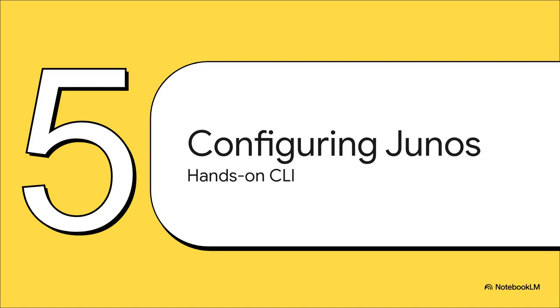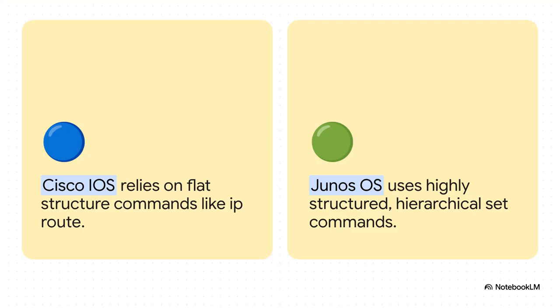All right, Section 5, configuring Junos routing elements. Let's get hands-on with the CLI. We've covered the high-level macro theory. Now let's actually roll up our sleeves and look at the command line. For anyone out there migrating from a Cisco environment, Junos is going to feel like a bit of a paradigm shift. It uses a highly structured, very hierarchical approach.